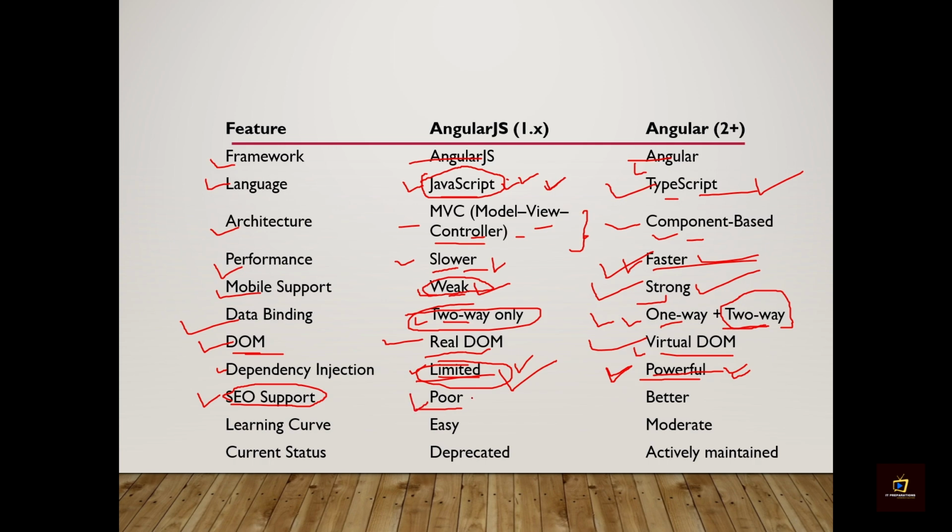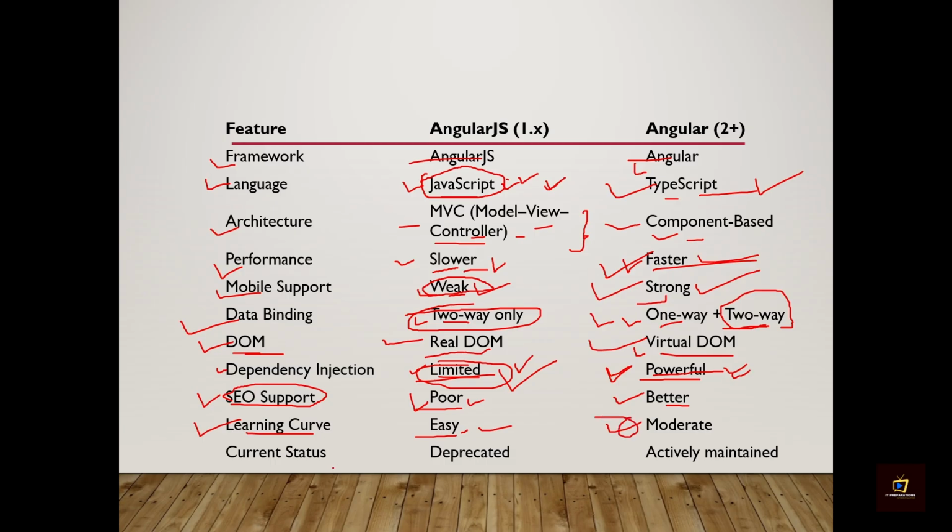AngularJS uses client-side rendering only, and search engines may not see the content for AngularJS. But Angular supports server-side rendering with Angular Universal, providing better SEO and faster load time. The next one is the learning curve. AngularJS is easy to learn because of its simple syntax, but has limited scalability. Angular has a steeper learning curve, with concepts like components, modules, RxJS, and services. It is hard at first, but powerful in the long run.